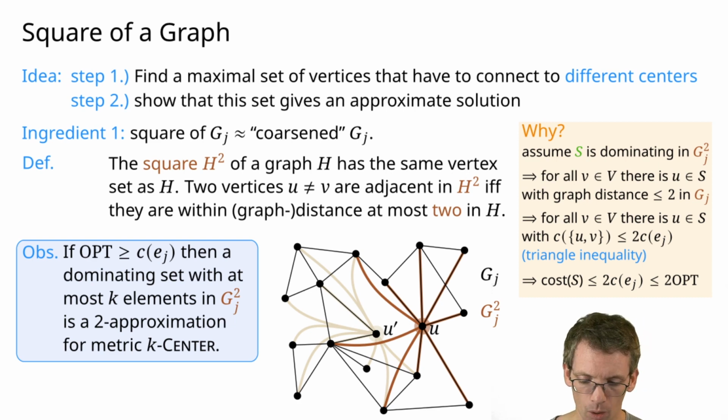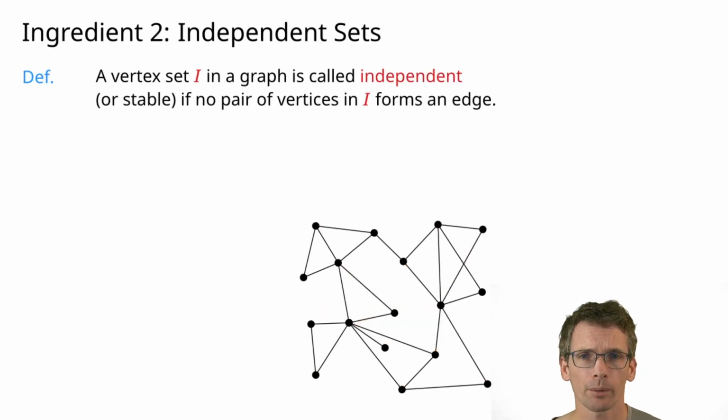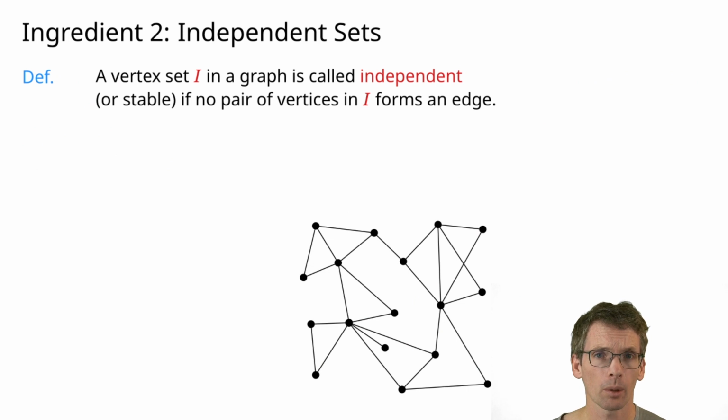So now we know that if we have a lower bound and we have a dominating set, things work out. Now we just have to make sure that we get both of these at the same time, the lower bound and a dominating set of size k. For this we need another ingredient, and those are independent sets. Those we already saw when we designed the greedy approximation algorithm for set cover.